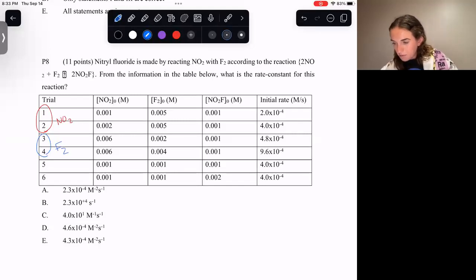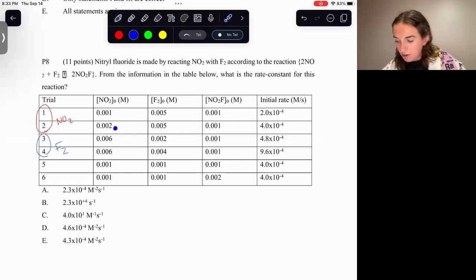If we look at NO2 again, we don't want to do it from 0.002 to 0.006 because F2 is changing from 0.005 to 0.002, and NO2F is staying the same. So we don't want to use this one because now 2 factors are changing, and so we can't directly tell if the rate is changing based off of the NO2 or of the F2.